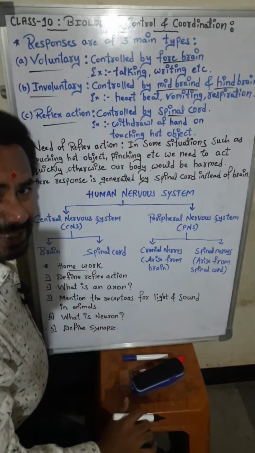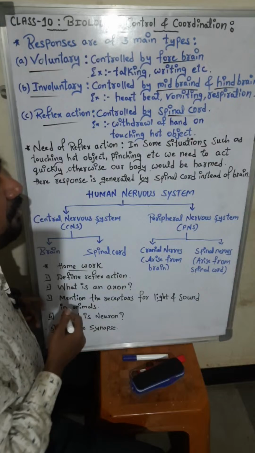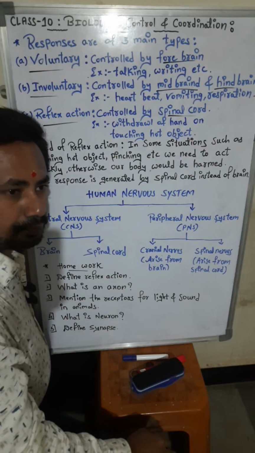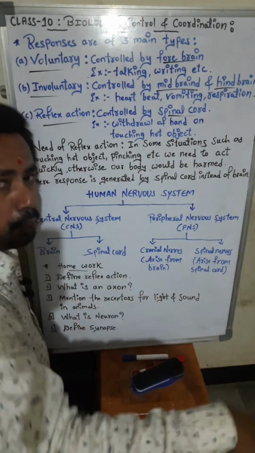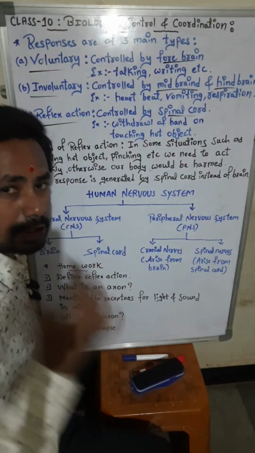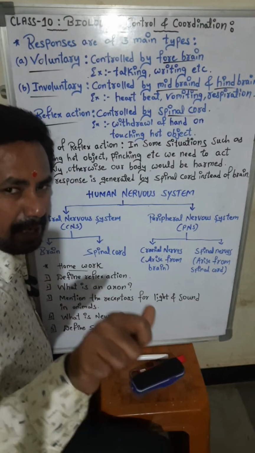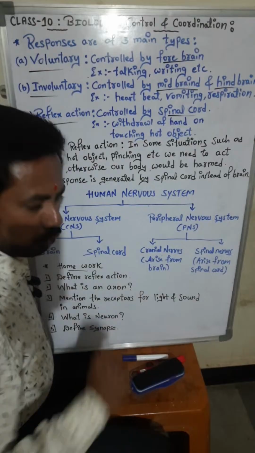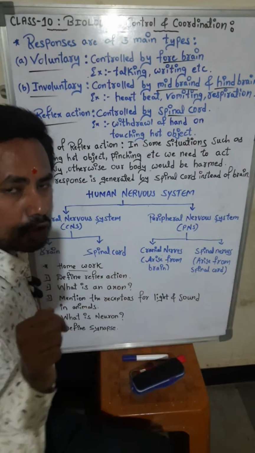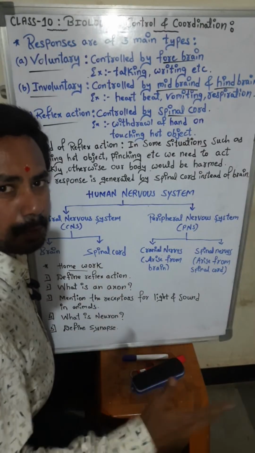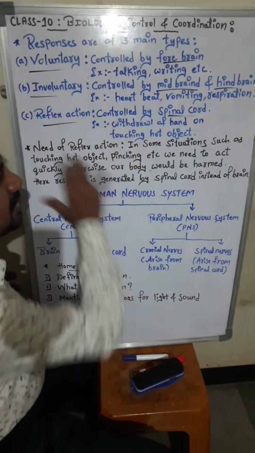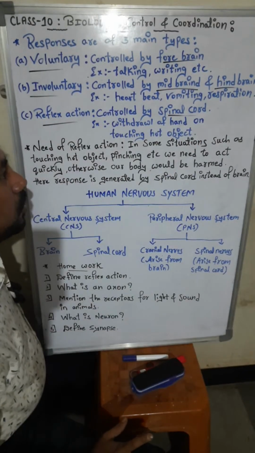In reflex action, an example is withdrawal of the hand on touching a hot object. If hot water is there and you put your hand in, you will suddenly remove your hand. Who works there? The brain will not work, the spinal cord will work. If somebody pinches you, you suddenly react and remove your hand. When you get an electric shock, you will remove your hand. Quick response. All these are reflex actions, controlled by the spinal cord.